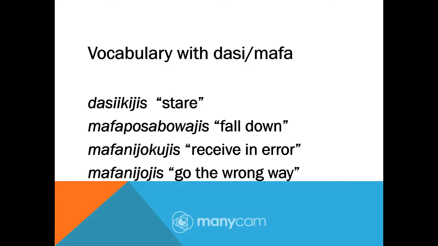Mappa neo is go the wrong way. Mappa is also used, if you look at this last one, mappa neo is go the wrong way, neo means to go. It's where you set out with intent to do something, but you don't do it right.